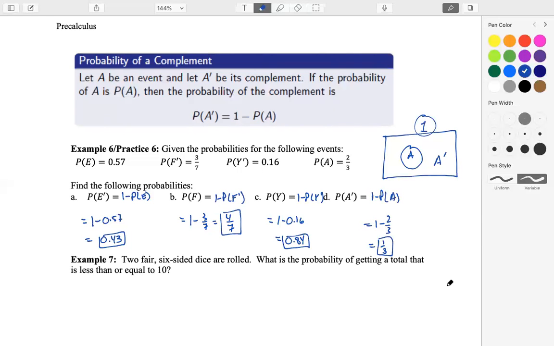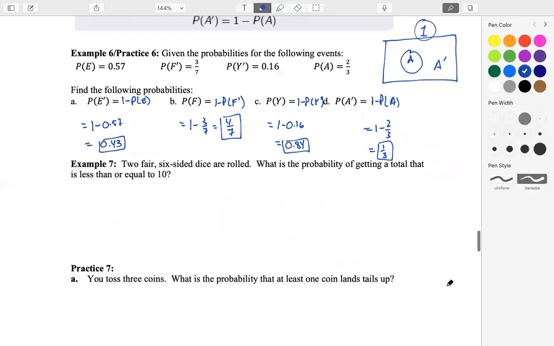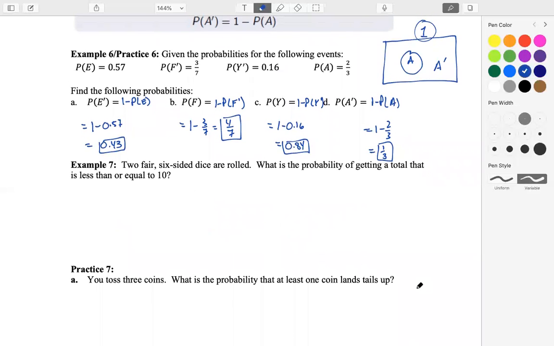All right, how about example 7? Two fair six-sided dice are rolled. What is the probability of getting a total that is less than or equal to 10? Now, that is a 2, a 4, a 5, a 3, all these different possibilities. Sometimes it's easier to do the exact opposite.